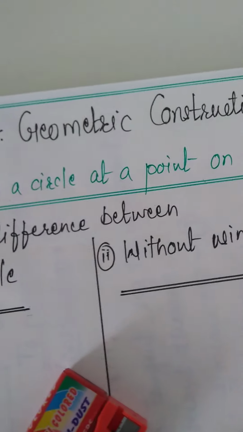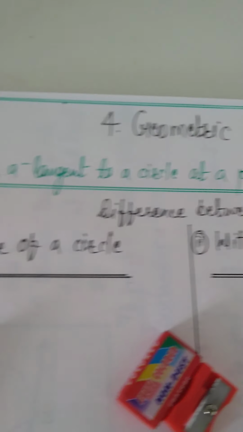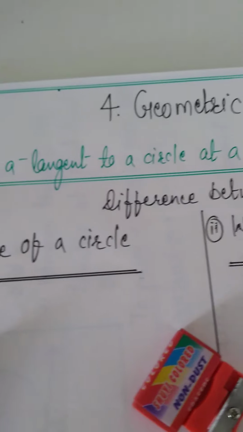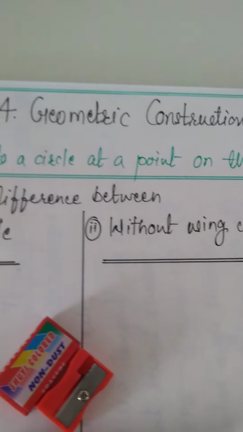Standard 10, Chapter number 4, Geometric Constructions. Construction of a tangent to a circle at a point on the circle.